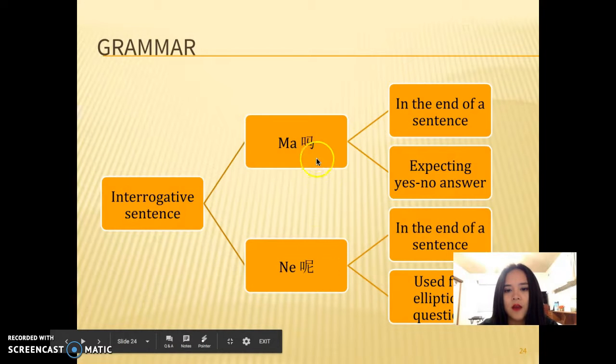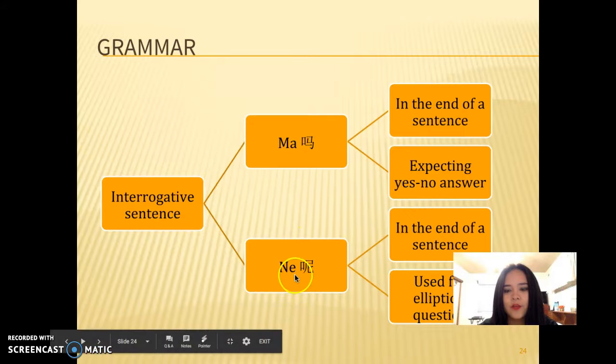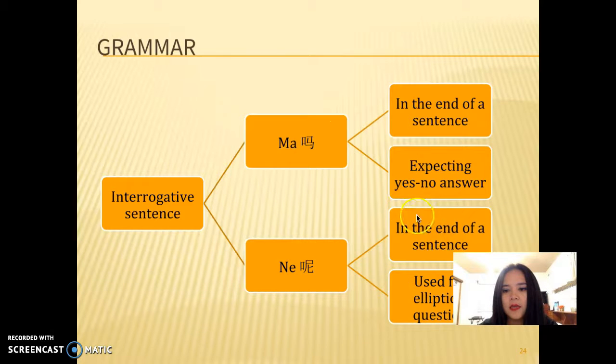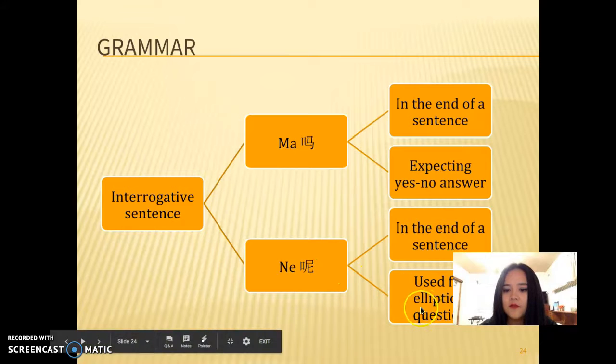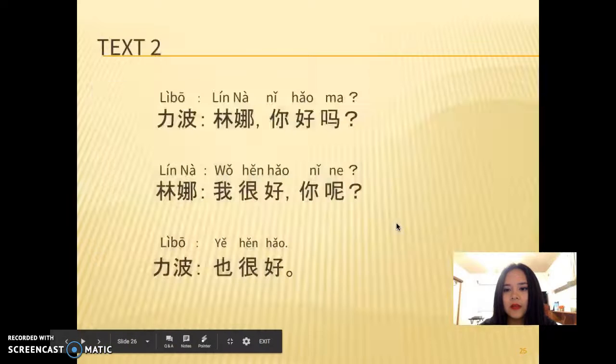Ma and ne are 2 different particles. They both are zero tone. Ma is at the end of a sentence expecting a yes or no answer. Ne is used for an elliptical question. 你呢 means what about you? Here are the 3 key phrases.